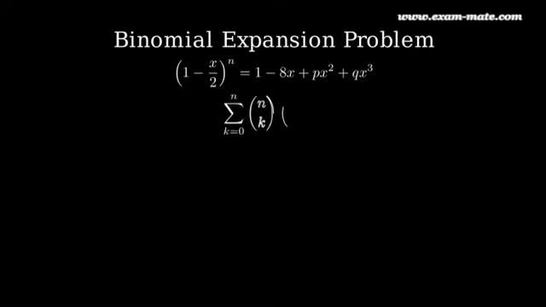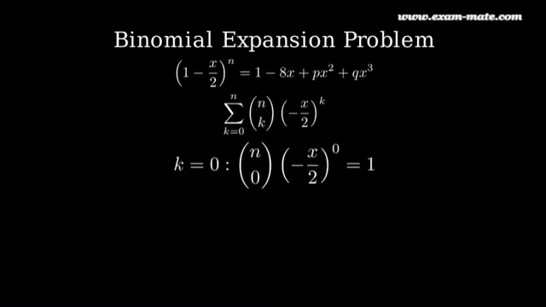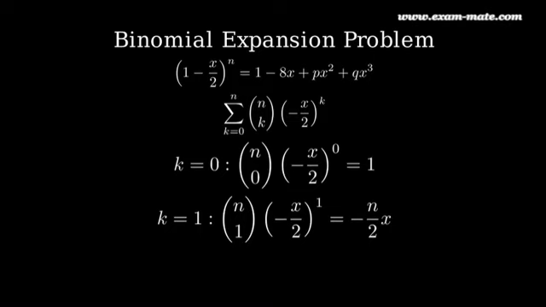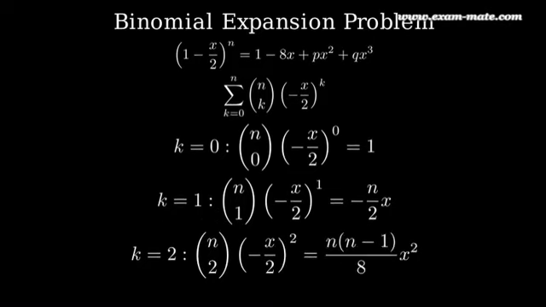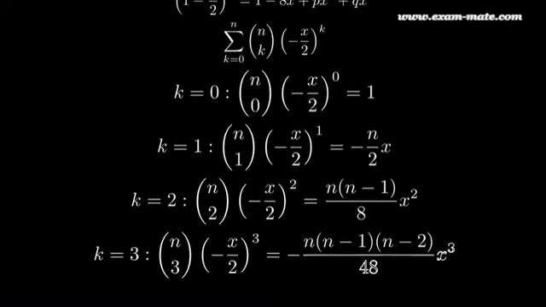The general term in the expansion will be the sum from k equals 0 to n of n choose k times negative x over 2 to the power k. Let's write out the first 4 terms. The first term is when k equals 0, which gives us 1. The second term, when k equals 1, gives us negative nx over 2. The third term gives us n(n minus 1) over 8 x squared. And the fourth term gives us negative n(n minus 1)(n minus 2) over 48 x cubed.